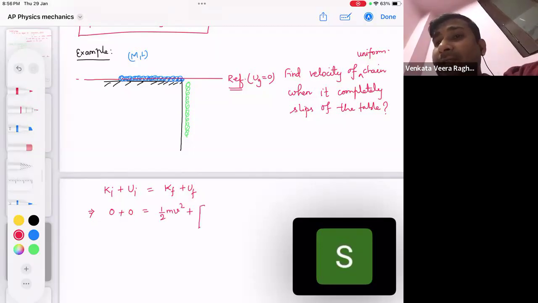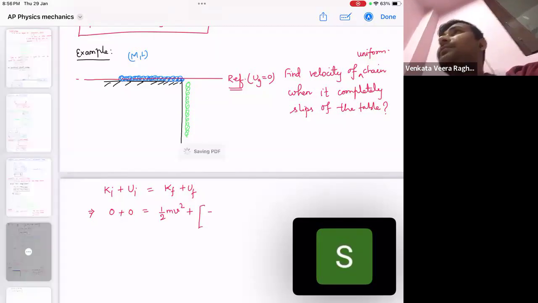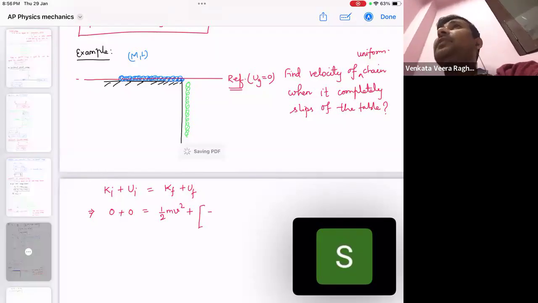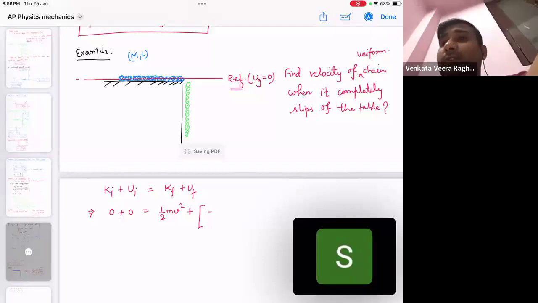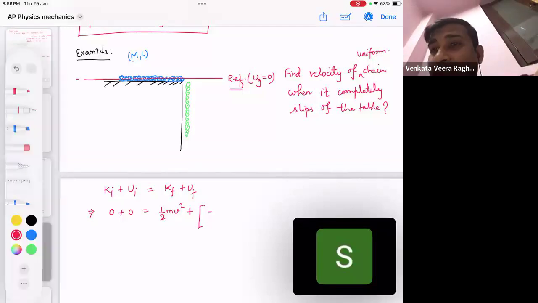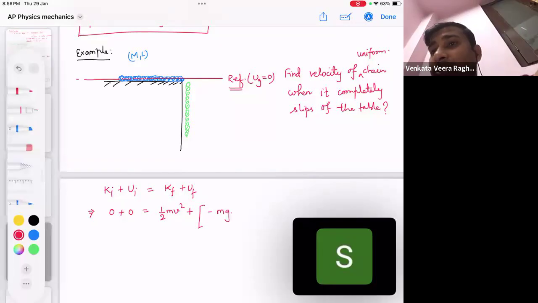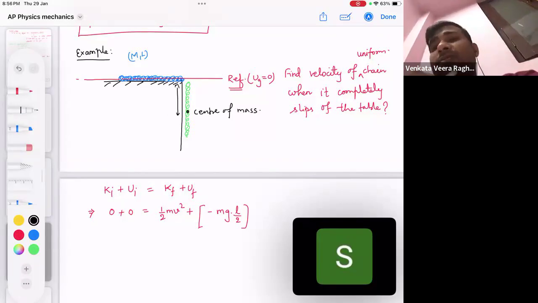And what is the potential energy of the chain? It is below the reference point, no? So minus, right? Above the reference point, potential energy is positive. If it goes below the reference point, potential energy is negative. Exactly on the reference point, 0. So it is going below, that's why minus. How much minus? Mg into L by 2. How does this L by 2 come? Because when the chain slips, this is where the center of mass of the chain will be. And it's a uniform chain, so the center of mass will be at the midpoint.